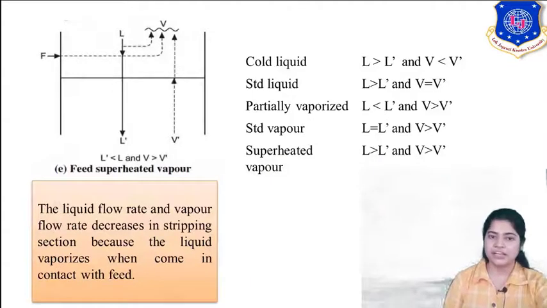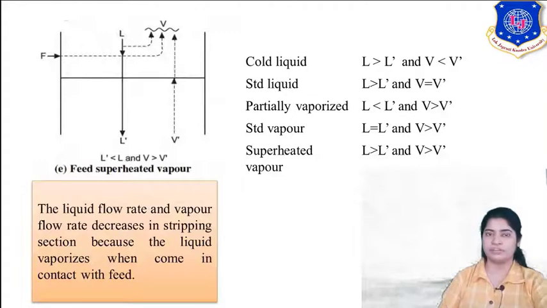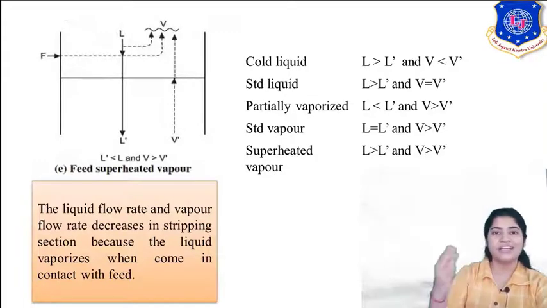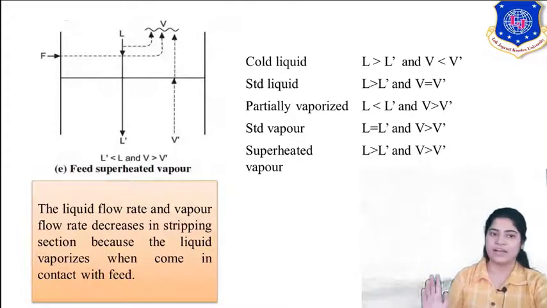Last type of feed condition is superheated vapor. So from figure you can say that you are introducing a superheated vapor. Now because it is superheated vapor, its temperature is more than dew point temperature, right? So because of that, the liquid which is coming from enriching section, a part of it instantly gets vaporized. So here you can see that there are three vapor streams.